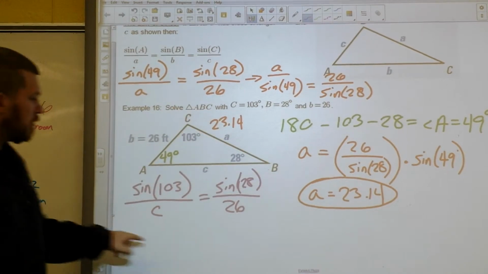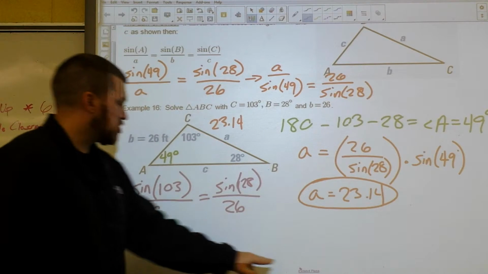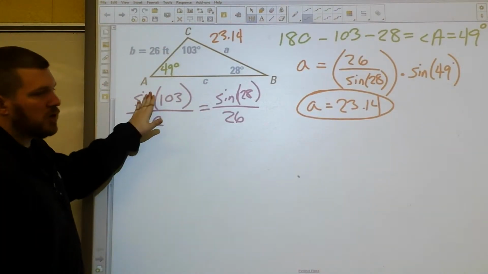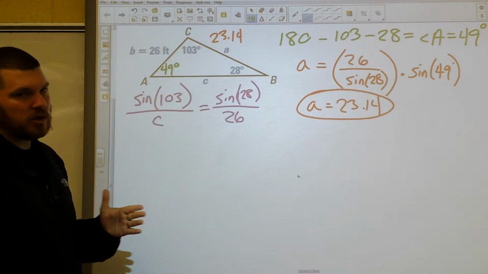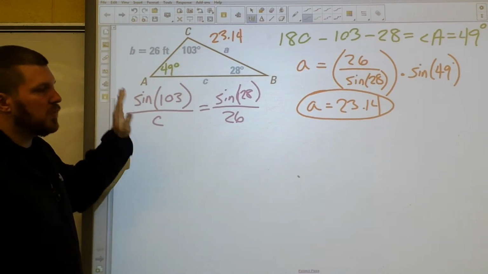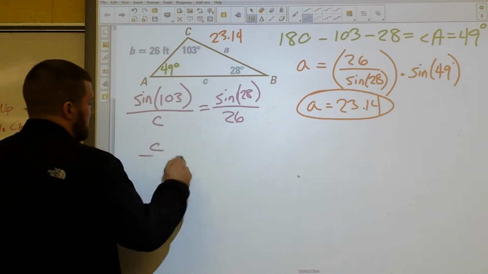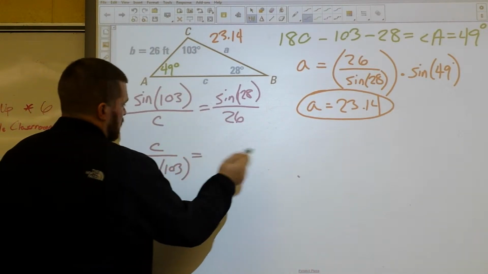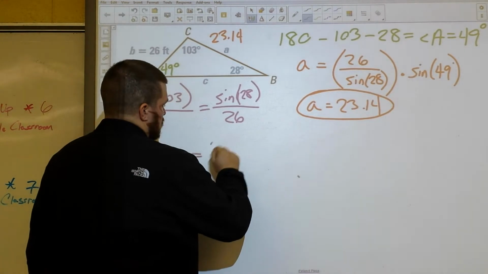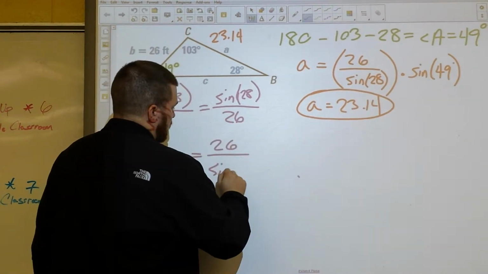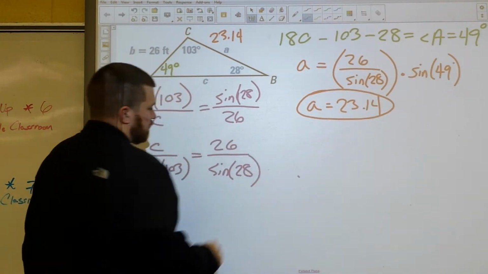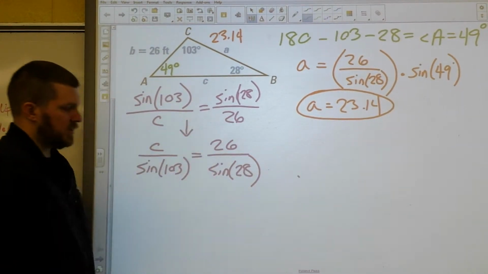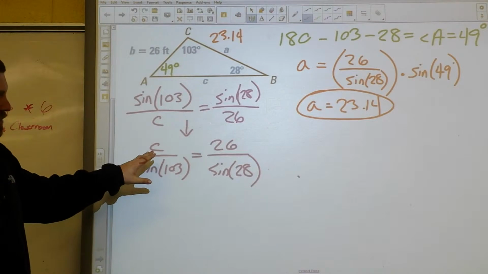Now, just like we did before, since I'm trying to solve for C, I don't like C on the bottom. So what I'm going to do instead is split both fractions. Now, this is totally fine as long as you remember to flip both. So C equals sine of 103, and that's equal to 26 over sine of 28. All right, great. So we went from that to this. Now I want to get C by itself.